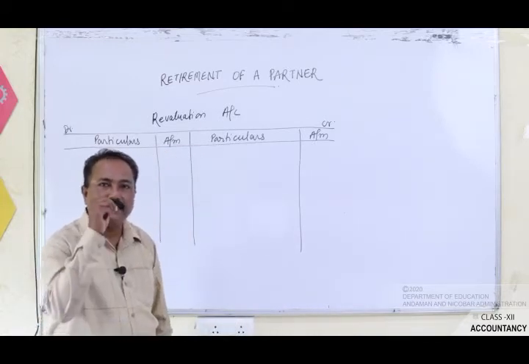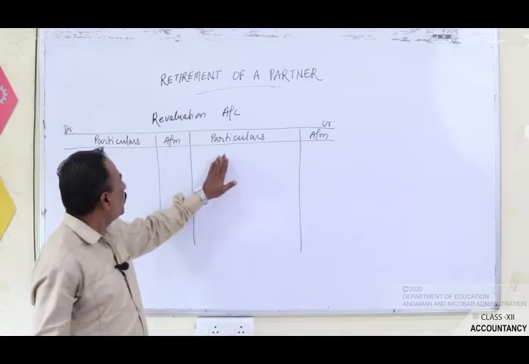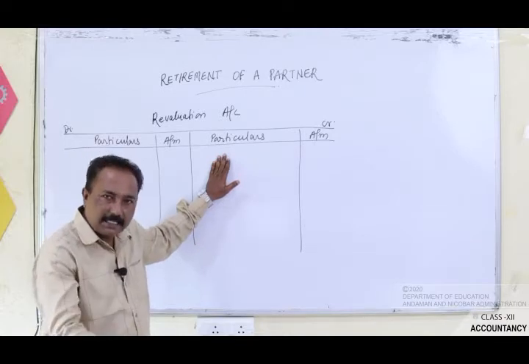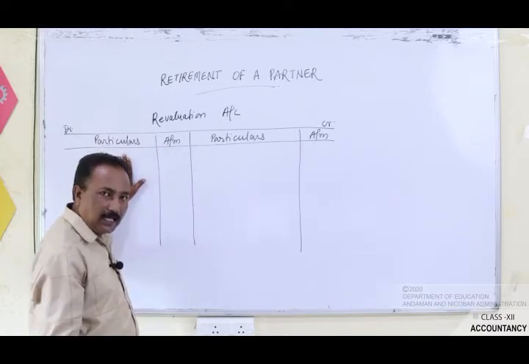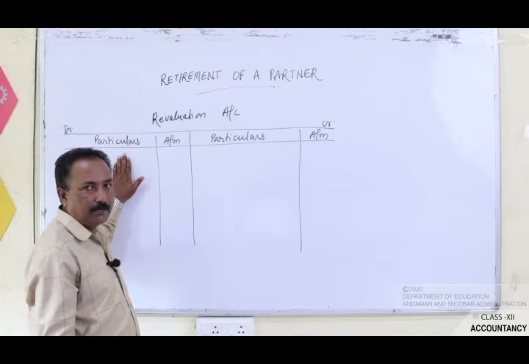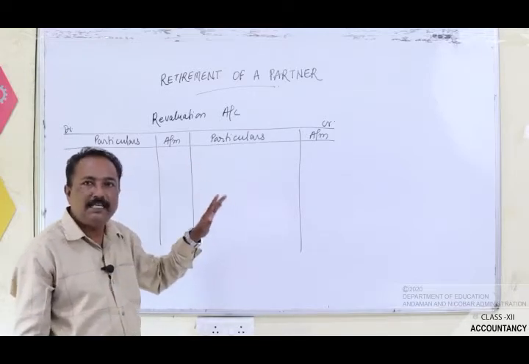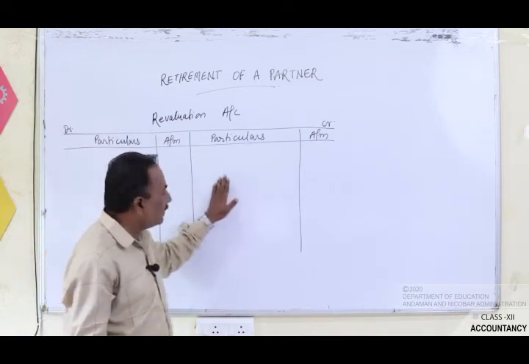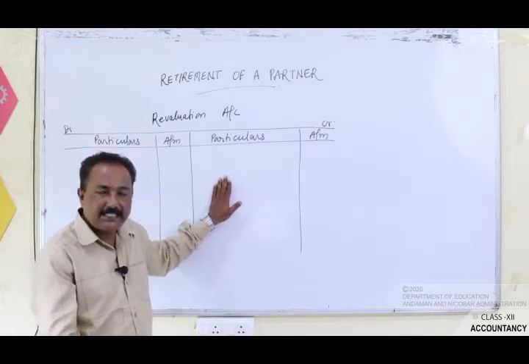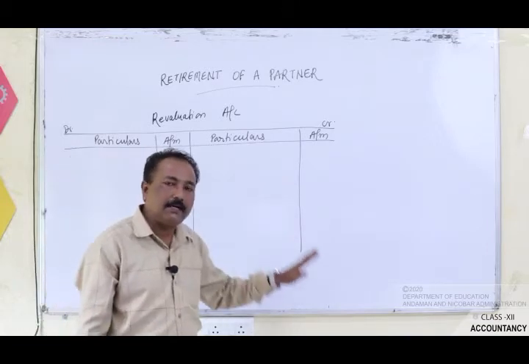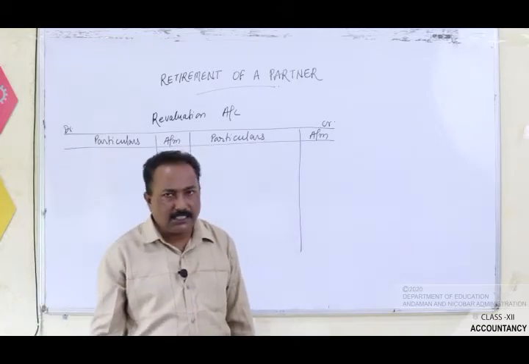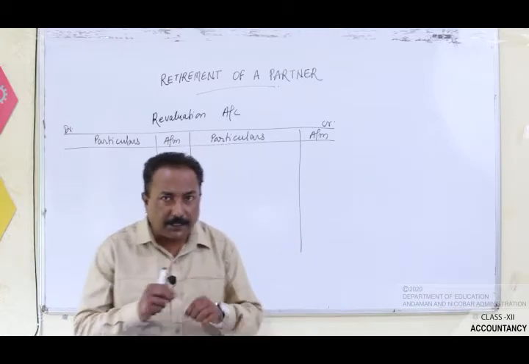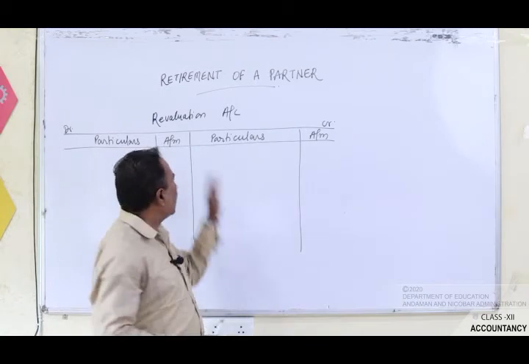Whenever the value of assets increases, that has to be recorded on the credit side of the revaluation account, and whenever the value of assets decreases, that has to be posted on the debit side of the revaluation account. Whenever the value of liability increases, that has to be posted on the debit side, and whenever the value of liability decreases, that has to be posted on the credit side. Now let us pass on to the additional information for recording the transactions under revaluation account.